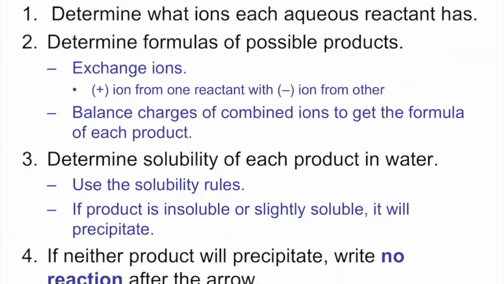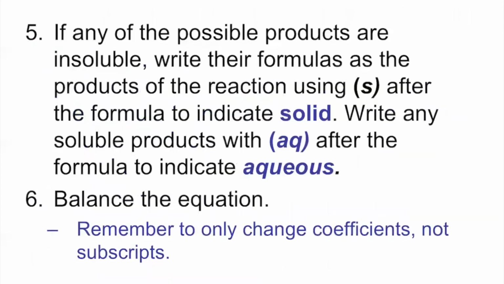Okay, so the way you're going to be tested on this is you're going to be given names and asked to predict those reactions. So determine the ions, which are aqueous most of the time, and make sure that if the name is given, you know how to write it correctly. Determine the formula of the products. Determine the solubility by looking at the table, and so on, and balance the equation. So let's go over an example before we do anything else.